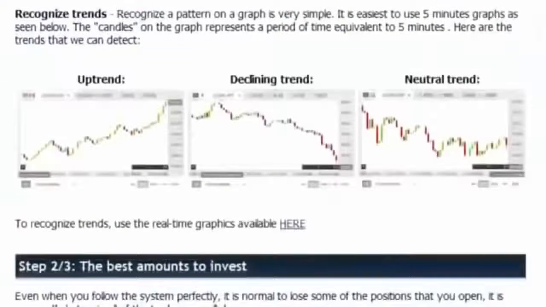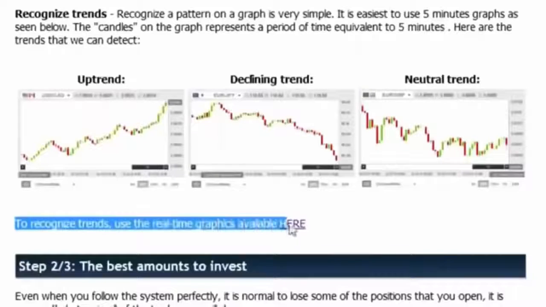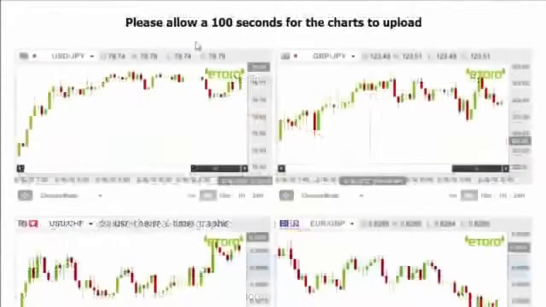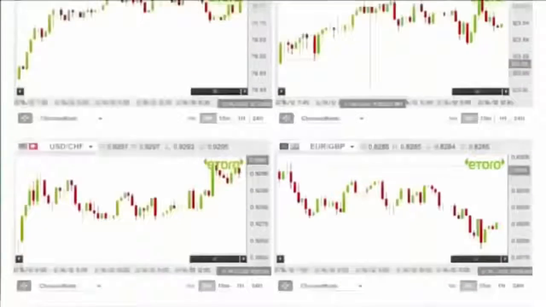So now, I will perform trades according to the method of trends monitoring, and you'll be able to see the principles of the system and how they are applied. In the site, on the first step under the video, there is a link. To recognize trends, use the real-time graphics available here. Once you click on the link, a new page opens with the assets graphs. The web page can take up to 1.5 minutes to load because it contains all of the graphs that you will need. So now we will identify trends in these graphs in order to trade in the binary platform.